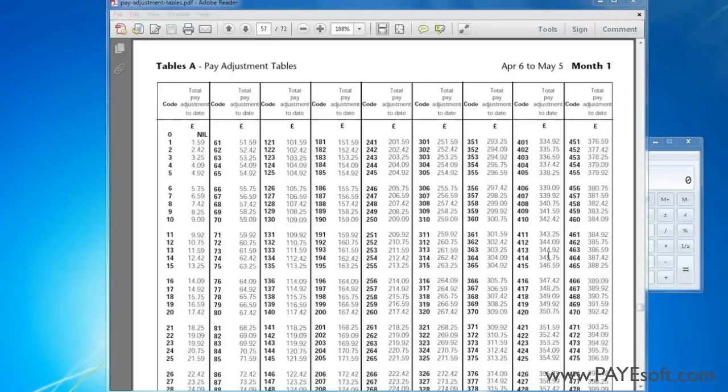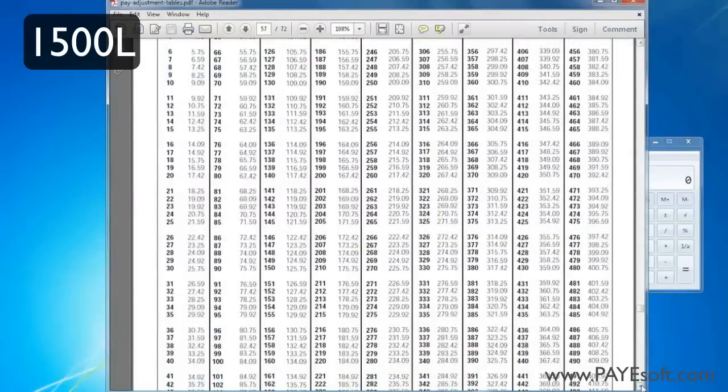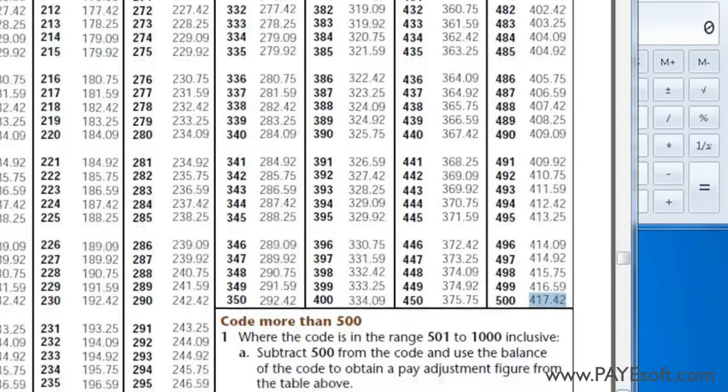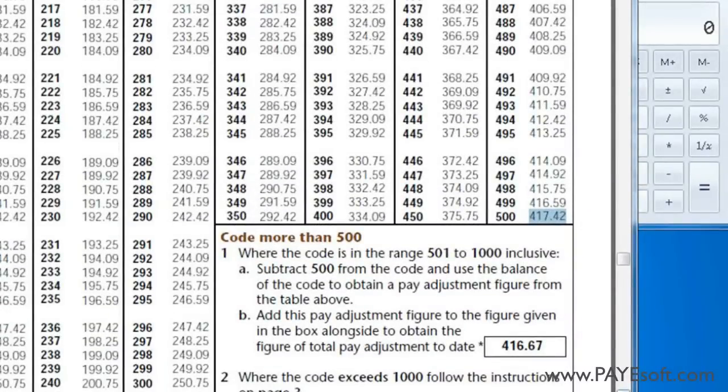In this last example, the tax code is over 500, but divides exactly into units of 500. We will use 1500L as the tax code for a monthly paid employee. Divide the code into units of 500 and note the number of units is 3. Look up the amount for 1 unit of 500 from the appropriate lookup table. Multiply the figure given in the box marked with an asterisk at the bottom of the page by the number of remaining units of 500.